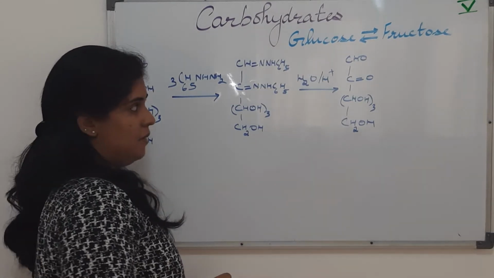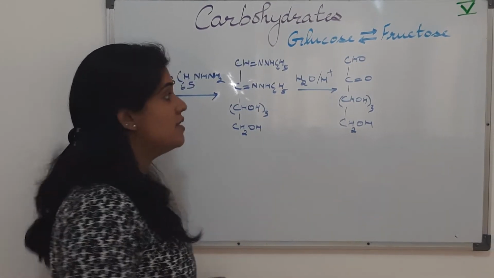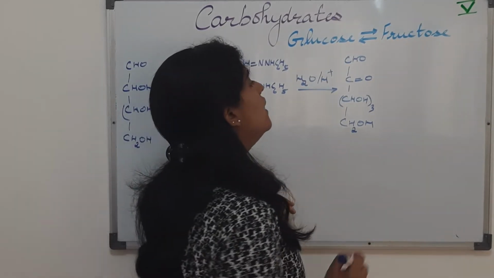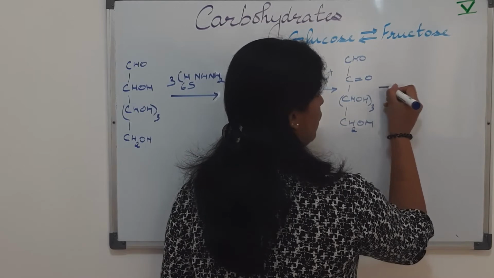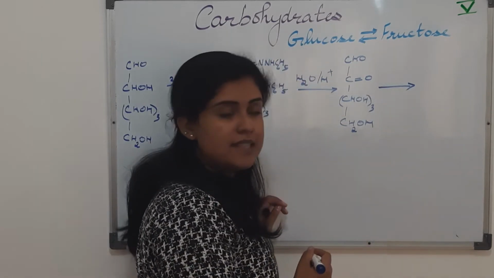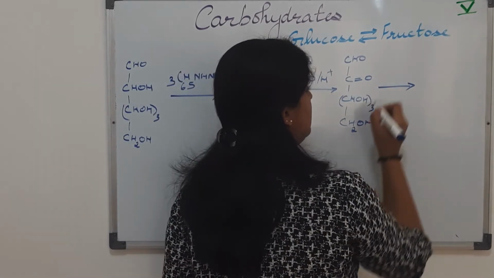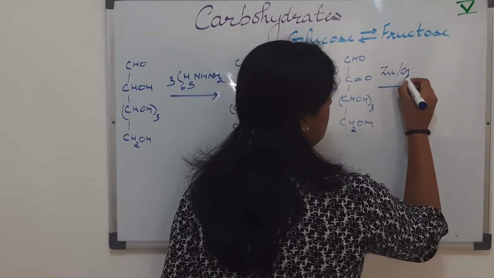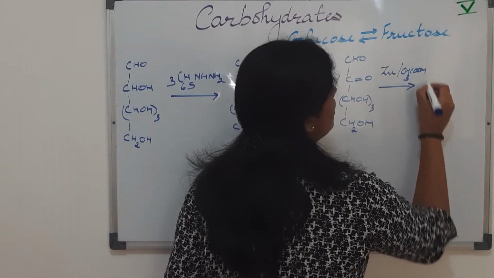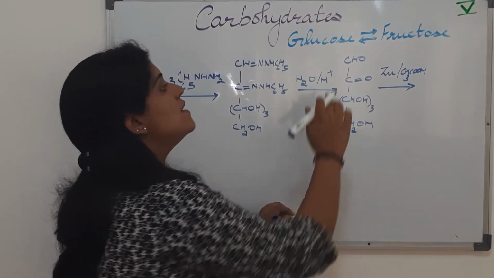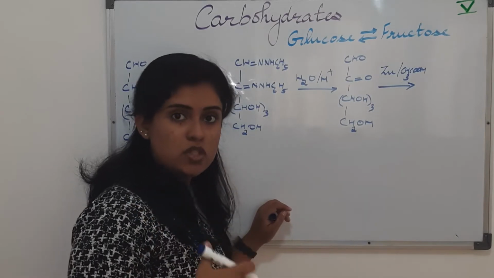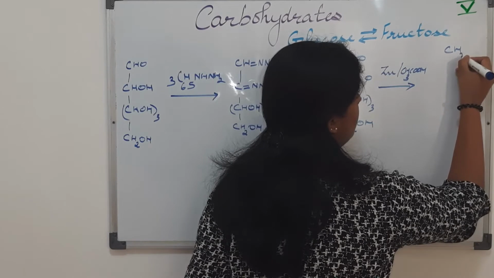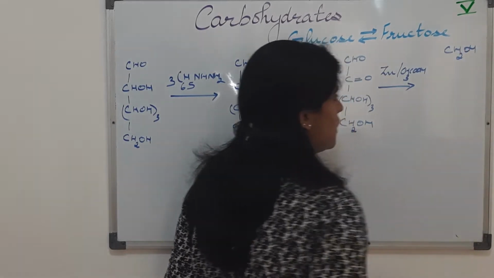Now, the final step for conversion of glucose to fructose is the reduction of this molecule that is formed after acidic hydrolysis. So for reduction, I'm using zinc dust and acetic acid. So I treat this molecule that I got with zinc dust and acetic acid. So when I do that, this aldehydic group gets reduced to a primary alcohol. That is, at the first position, I will have CH2OH.